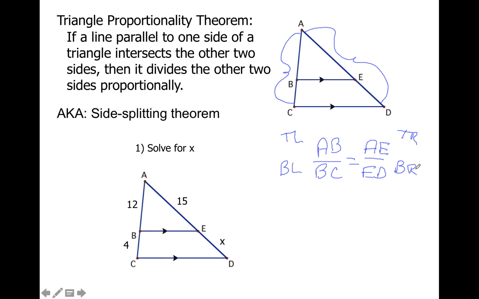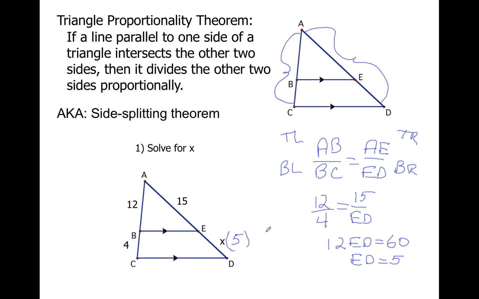So our first problem is going to be this one here. AB is going to be 12, BC is 4, AE is 15, ED is going to be X. We'll just keep it as ED. So we do our proportions. 12 ED equals 4 times 15, which is 60. Divide both sides by 12. ED is going to be equal to 5. So I come over here and I put a 5 in here.